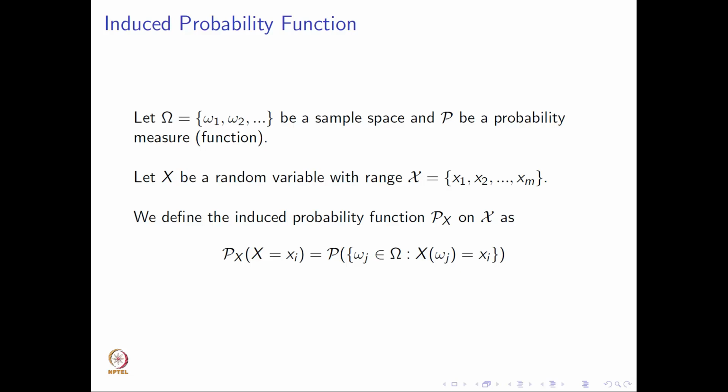From the previous example, we can define the concept of the induced probability function. Let omega be a sample space and P be a probability measure. Let x be a random variable which takes values in the range x1 to xm. The induced probability function P_X on x is defined as P_X(x = x_i) equals the probability of the event comprising the elementary outcomes omega_j such that the random variable x maps omega_j to the value x_i.